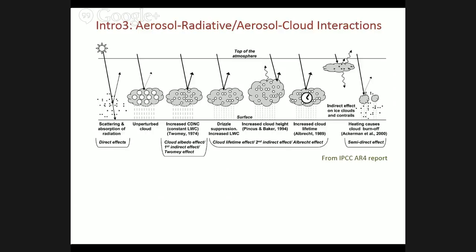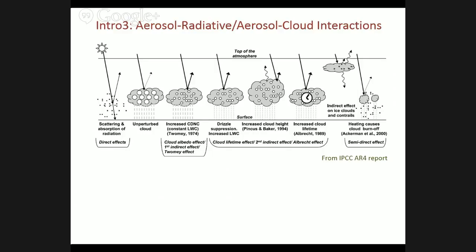There are other indirect effects. These are the different second indirect effects. The first one says, since your droplet size has reduced, the precipitation will also reduce, because for precipitation to happen, my droplet size should go beyond a particular critical threshold. So the drizzle suppression and increased liquid water content will again change the brightness of my cloud and can reflect more radiation back to space.